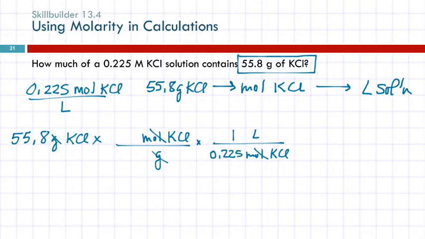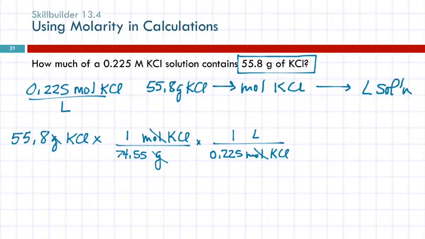And then we need the molar mass of KCl. So that's 39.1 plus 35.45, 74.55 grams of KCl is equal to 1 mole.